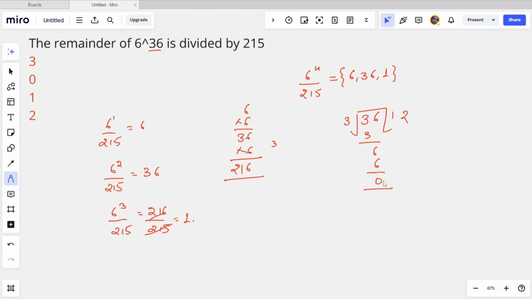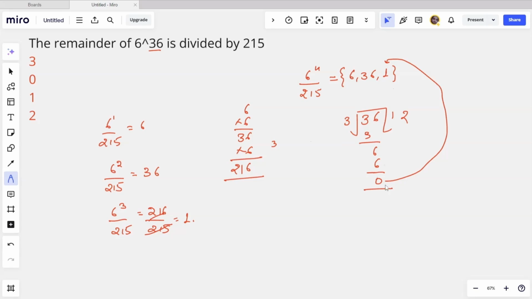As we can see, the remainder is 0. It means the last element of the remainder cycle will be our answer. Okay. If the remainder is 1, it means the first element of our remainder cycle will be the answer. If the remainder is 2, it means the second will be the answer. If the remainder is 3, it means the third will be the answer. If the remainder is 0, it means the last element will be our answer.